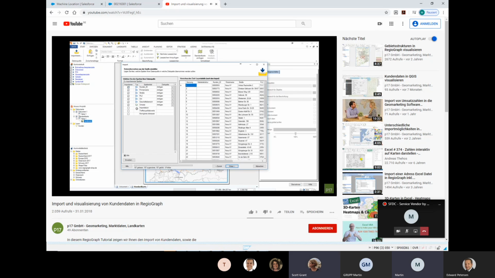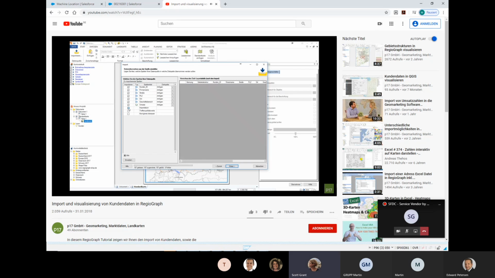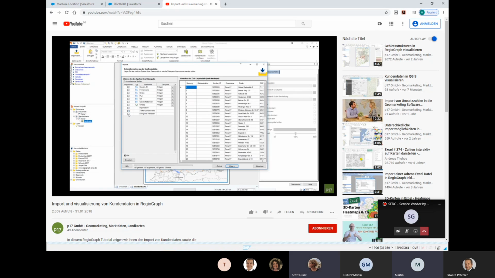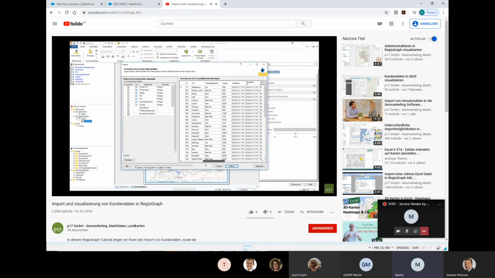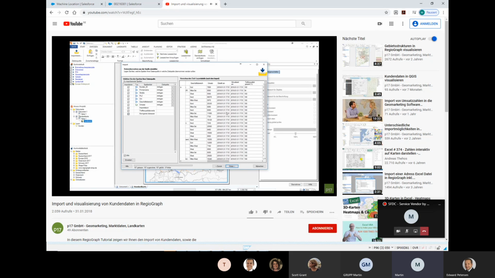But does that only work in Germany? It won't work in the United States or Canada? That's unfortunately just Germany, Austria, and Switzerland. That's the software.